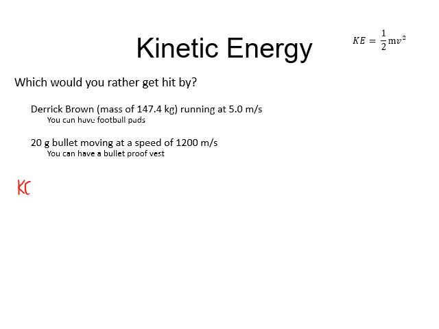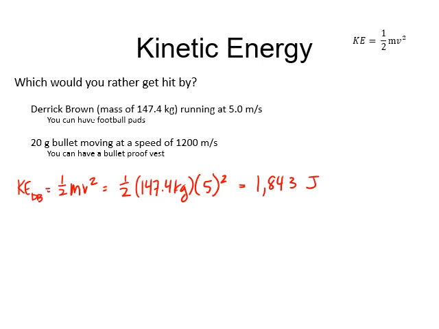So the kinetic energy, and we're going to do this of Derek Brown, equals 1/2 mv squared, 1/2 our mass, which is 47.4 kilograms. Our velocity is 5, and again, make sure we're squaring that velocity. This total energy comes out to be 1,843 joules.